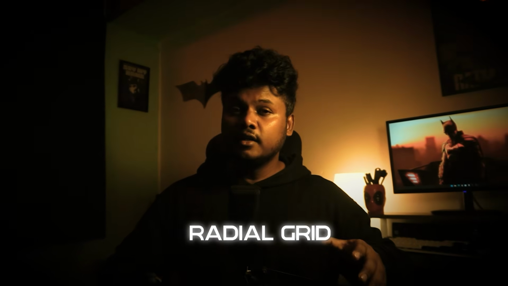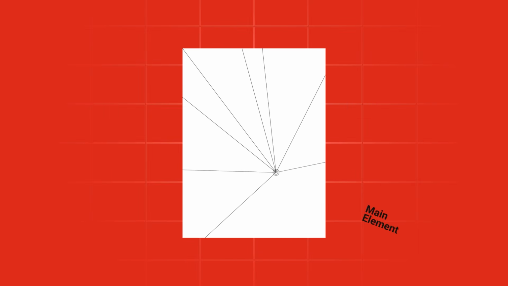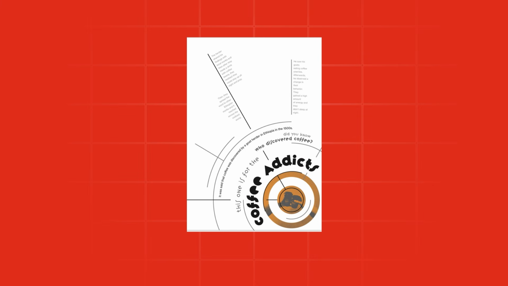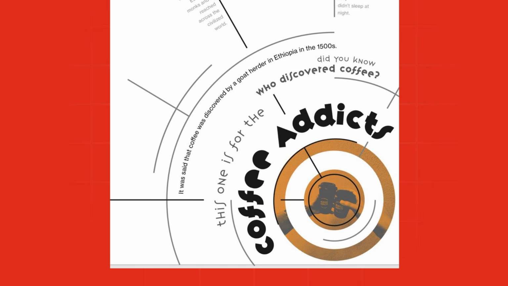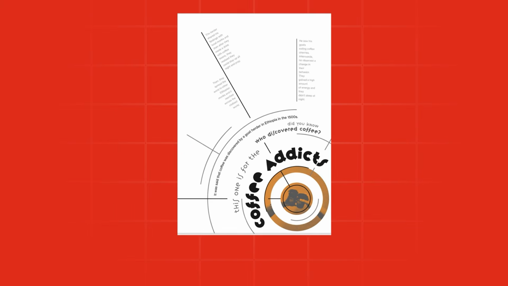A radial grid. A radial grid starts from one center point and spreads outward in circles or lines. It looks like a sun or a spider web. You place the main element in the center and everything else flows around it. For example, in a poster design, a main title can be in the center and the supporting text can radiate around it, creating a dynamic and an eye-catching look.